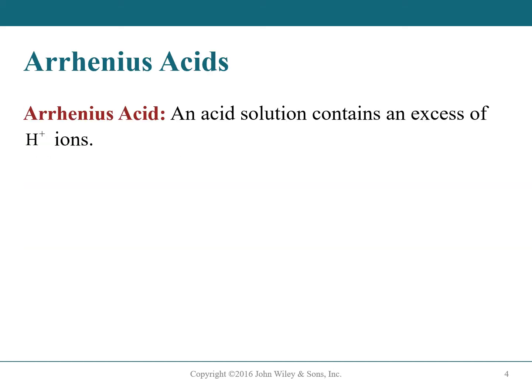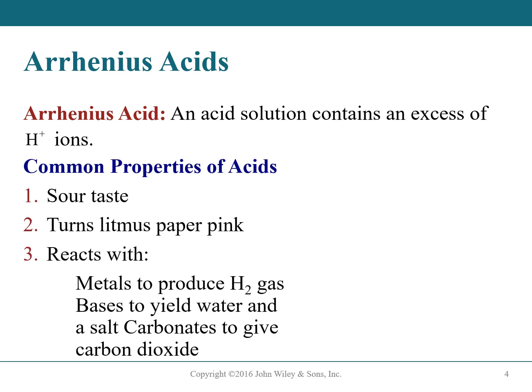The original definition that came with Arrhenius was that an acid has an excess of H+ ions. And what are some of the common properties? They taste sour. If you have litmus paper, it'll turn pink, and it reacts with metals to produce hydrogen gas. We saw this with zinc and HCl. This gave us hydrogen gas plus zinc chloride.